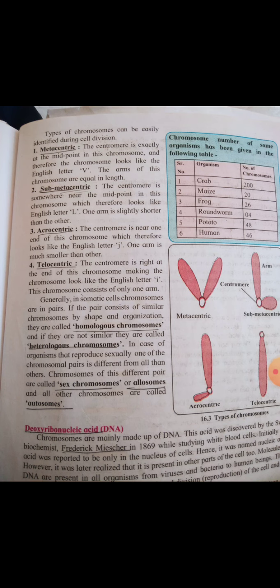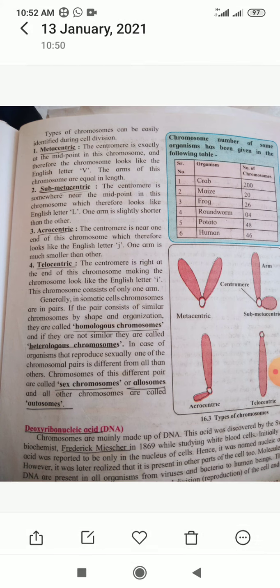In somatic cells, chromosomes are in pairs. If the pair is similar in shape and organization, it is a homologous chromosome pair. But if they are not similar, then they are heterologous chromosomes.